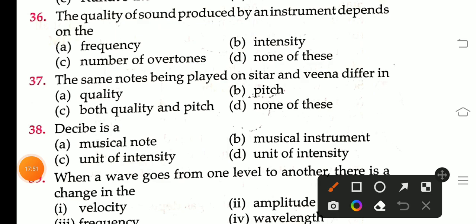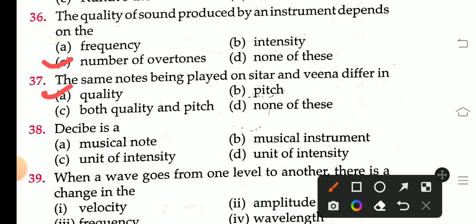Next, the quality of sound produced by an instrument depends on the. Right answer option C. Number of overtones. Next, the same notes being played on sitar and veena differ in. Right answer option A. Quality.